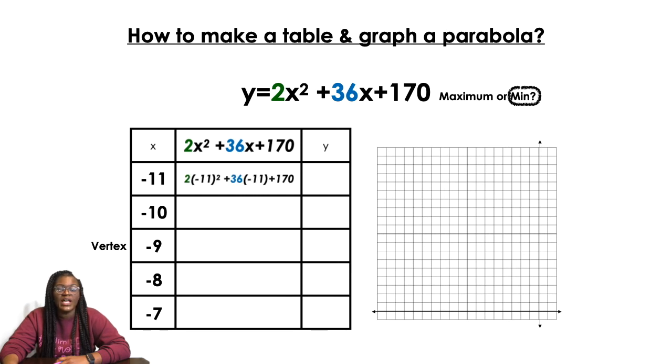Okay, we're going to plug in each number. So when I plug in negative 11, we do PEMDAS, I get 16. I plug in 10, PEMDAS, I get 10. I plug in negative 9, I already know the answer because I already found the vertex. What number goes with negative 9? 8, we already did this, so don't do too much work.